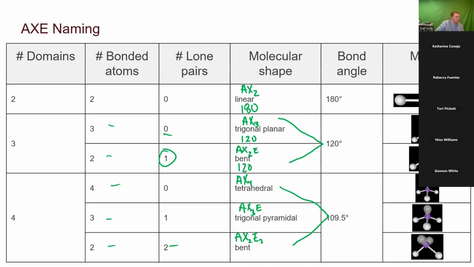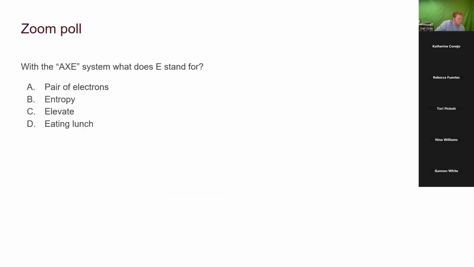Okay, now we've got our first poll question. Poll, and it is up. In the AX system, what does the E stand for?